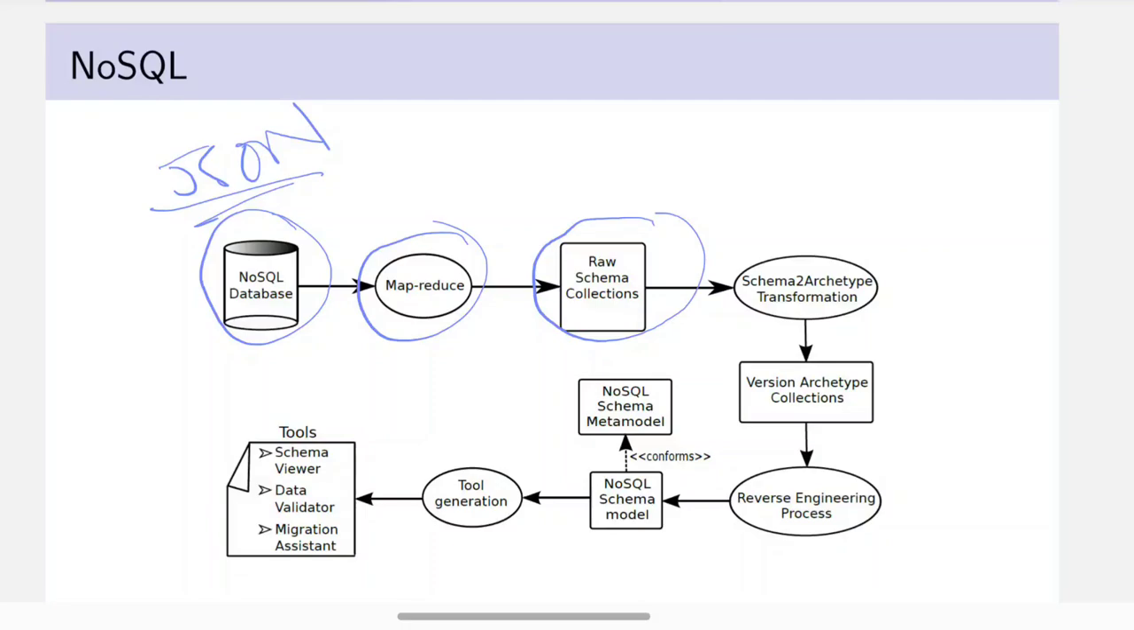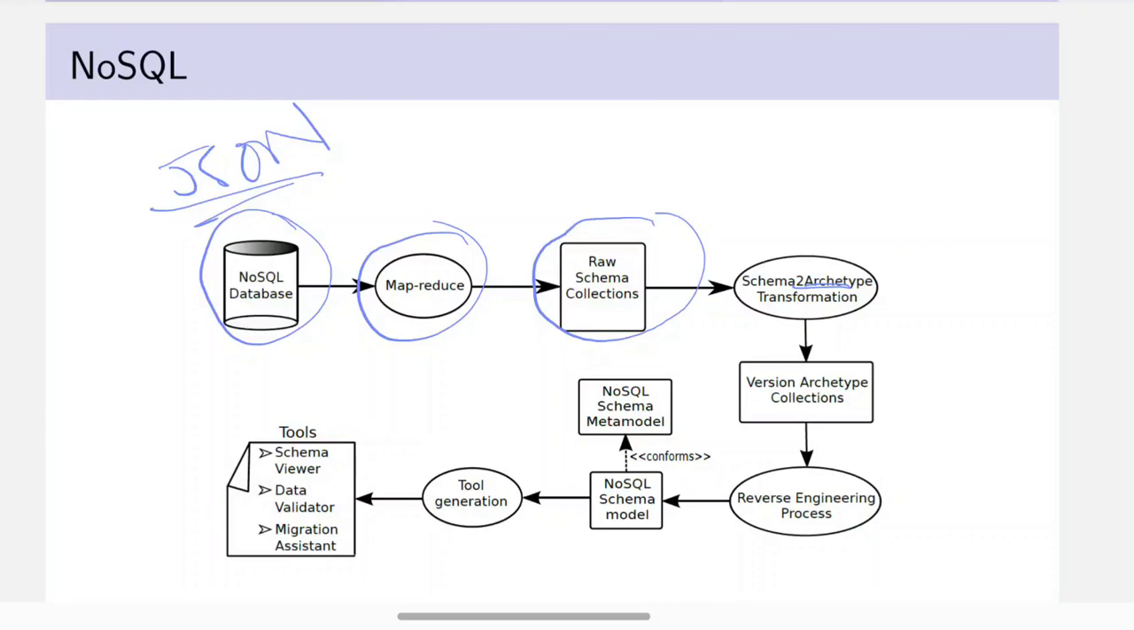Now what is the third step? Schema to archetype transformation. This step cleans and organizes the raw schema into standard archetypes. Archetypes are nothing but reusable schema building blocks.